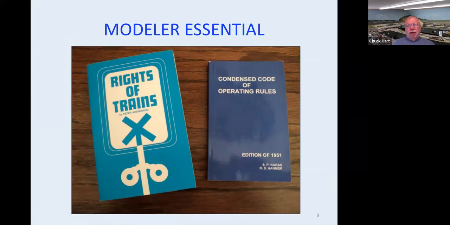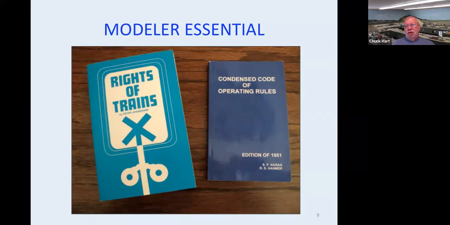The book on the right, Condensed Code of Operating Rules. This sounds like a pretty official book. It is a book for model railroads, period. It is not a government book. But it's laid out just like a book that might be called the General Code of Operating Rules from the government or for the operation of railroads.